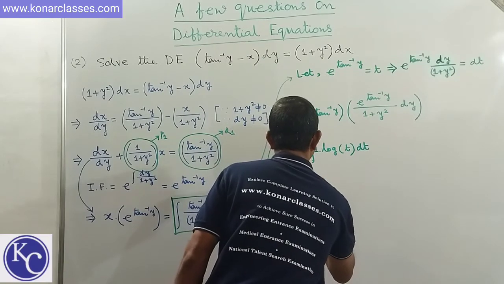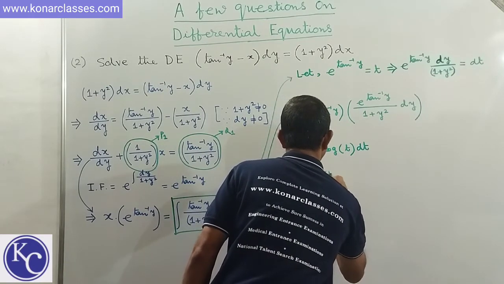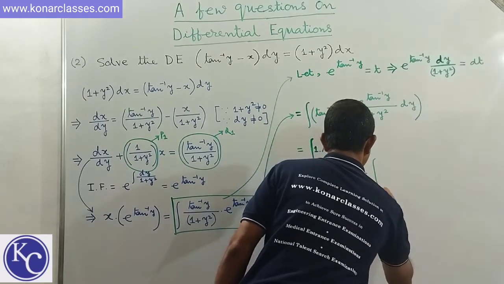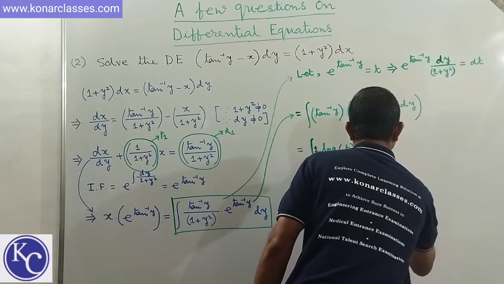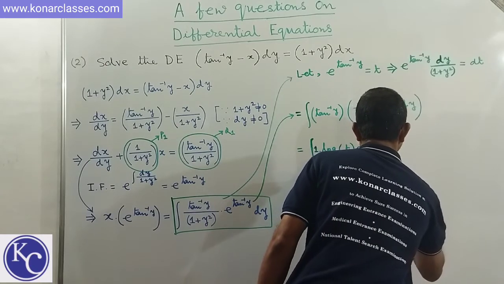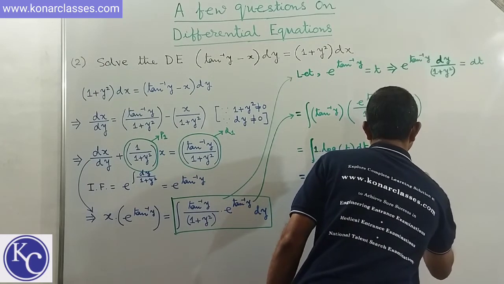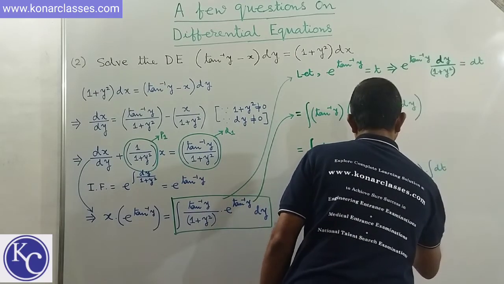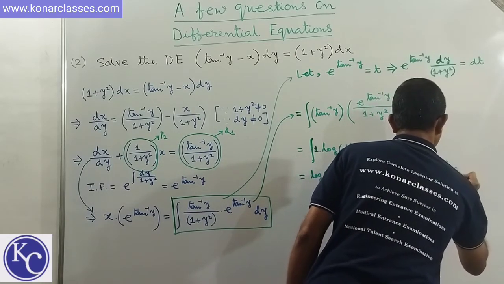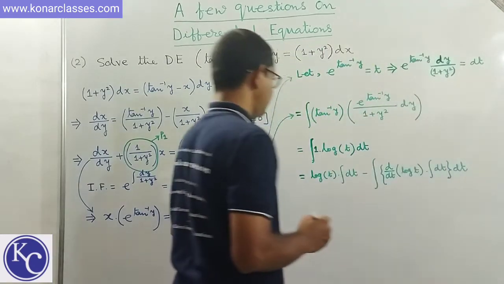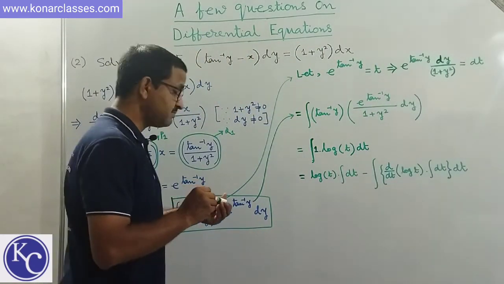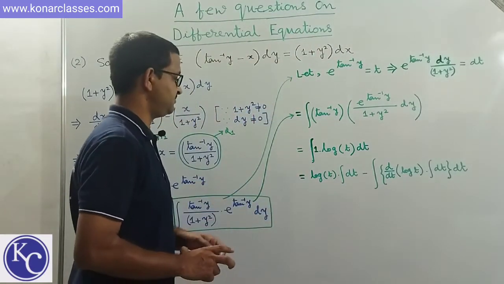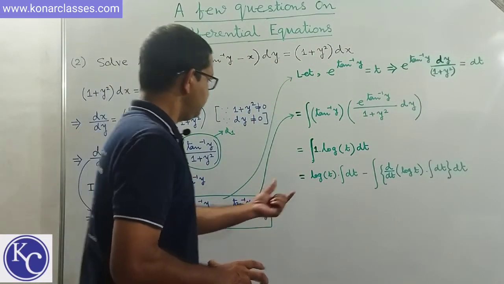So this is equal to log t into integration of dt, minus integration of d/dt of log t into integration of dt, and the whole integration. Correct? That is integration by parts. If you want to know more about integration by parts and how it is done, look into my previous lecture on integration.